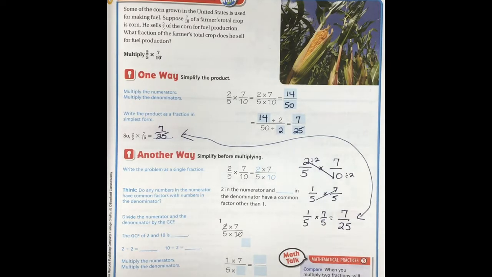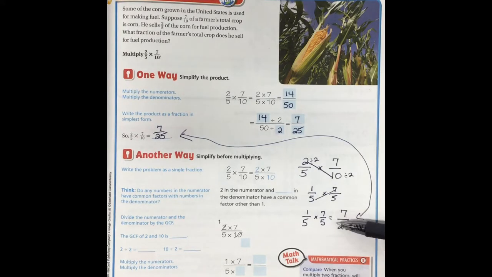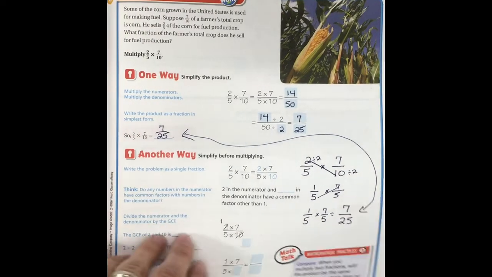The first way that we showed you up at the top is going to require you to do a little bit more work at the end. The second way that we did at the bottom requires a little bit more work in the beginning, but I do think that it's a little bit easier when you get to some more difficult problems. All right, let's flip the page to the next page.